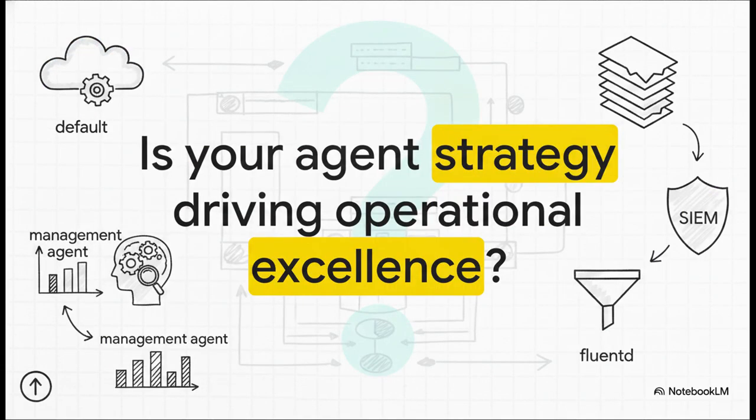So I want to leave you with a thought to chew on as you look at your own setups today. Is your current agent strategy truly driving operational excellence? Or are you maybe just settling for the default cloud agent when you really should be tapping into the deep analytics of the management agent? Or are you wrestling with raw logs when FluentD could be piping them perfectly to your SIEM? Take a hard look at your architecture.